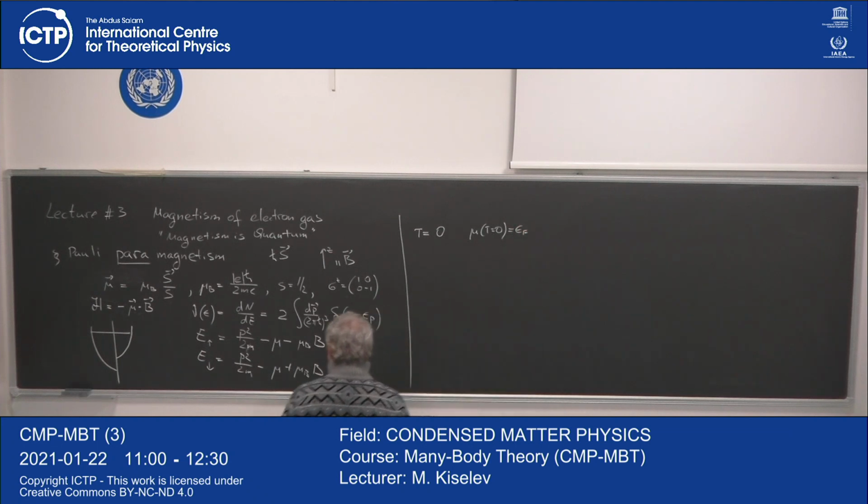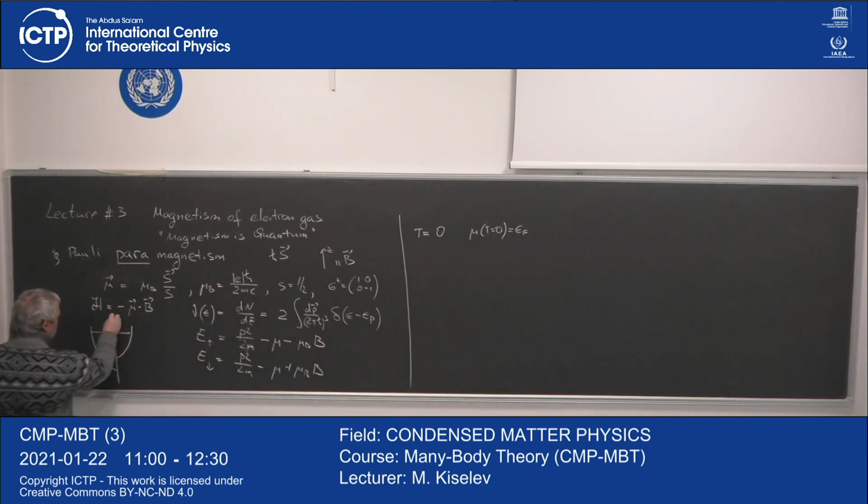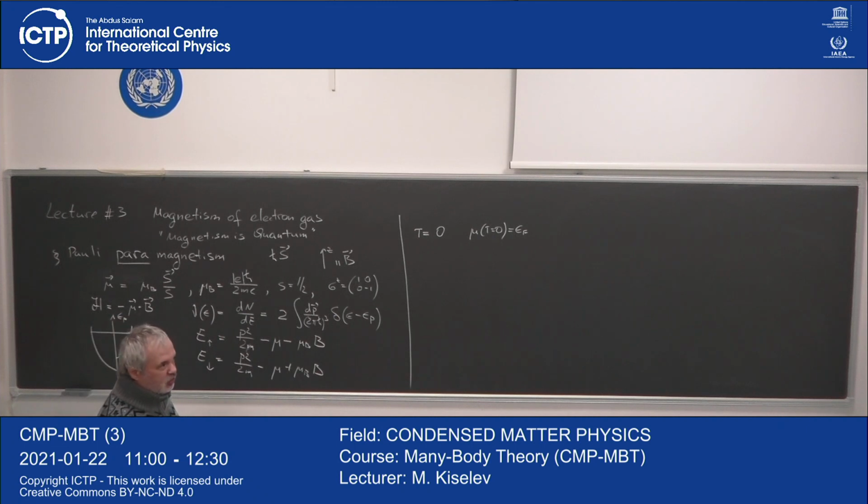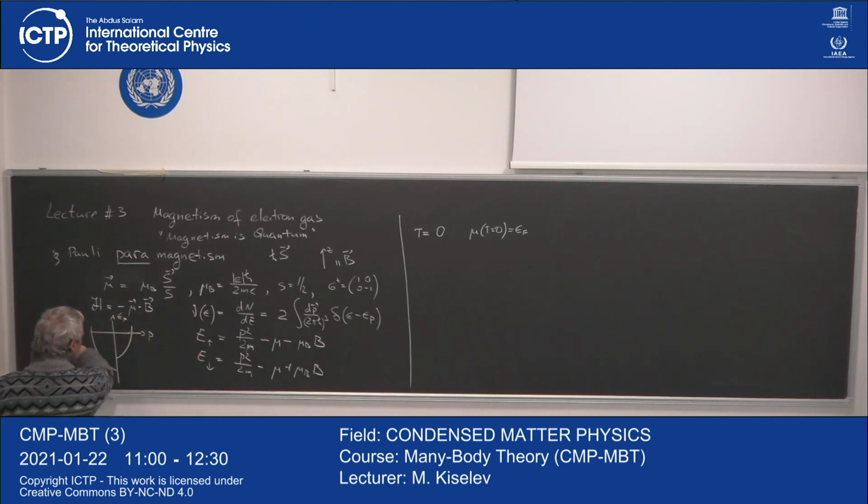So in this picture, what I plotted here, this is epsilon p, this is p, and I put the chemical potential. The chemical potential is unique for spin up and spin down, because if the chemical potential is different, then there is a current running through the system. So the chemical potential is unique, although the energies are different. So this is down and this is up.